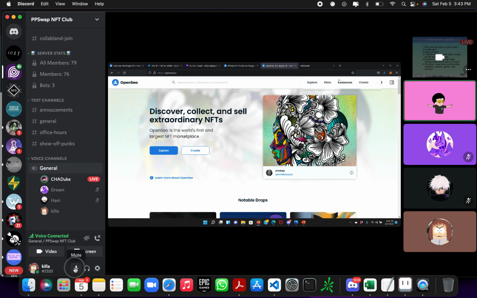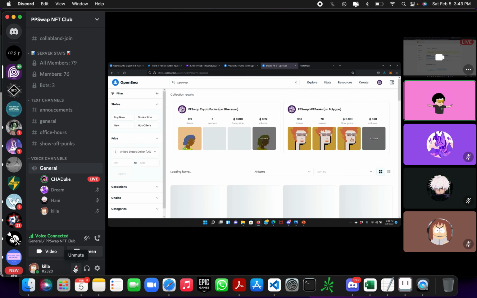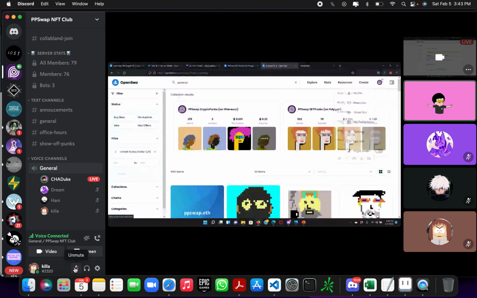You go to OpenSea, and then there's a button over here called profile, which is the second one. For you, probably you're not going to see the icon. You're going to see just a blank icon. But I already changed the icon, so the profile icon is going to show up over here. If it doesn't, do one more thing. Just help yourself, search for PB swap, whatever. Then this icon will show up. And then if it shows up, you click the profile over here.